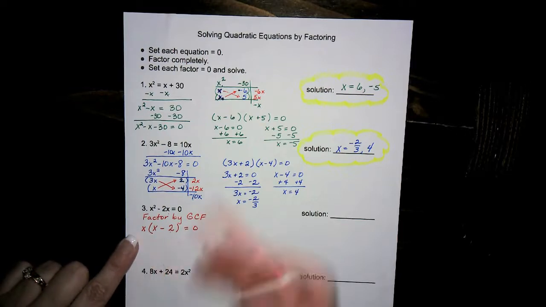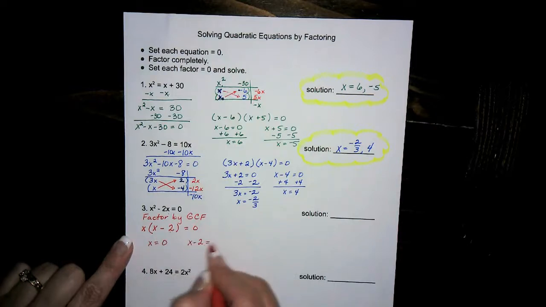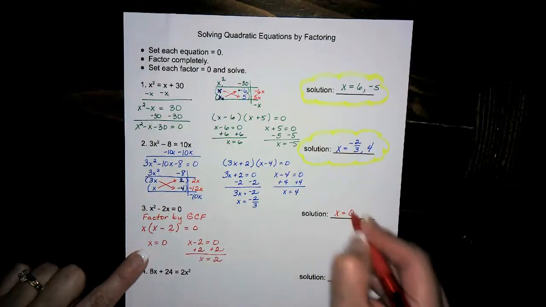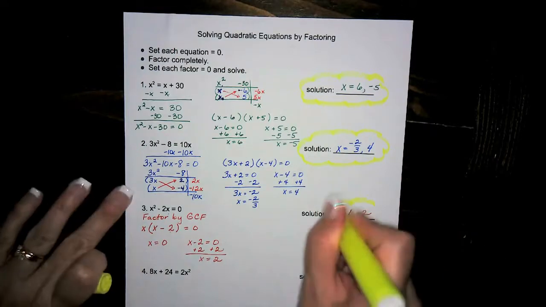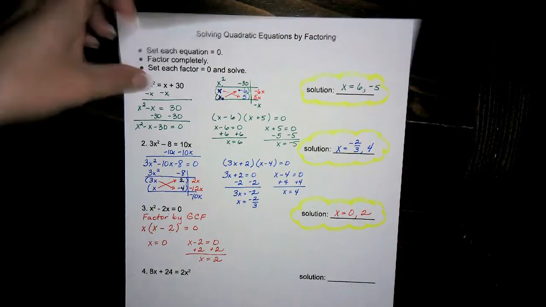Okay, so now we go to step 3, which is to set each factor equal to 0. So the factors this time, we're going to set this x equal to 0, and we'll set the x minus 2 equal to 0. So x equals 0 is fine. That's a solution. This one, we need to add 2 to both sides. So my solutions here are x equals 0 and x equals 2. So again, we get those 2 solutions. The difference in this example is that we factored by GCF. Okay. All right, one more of this type.